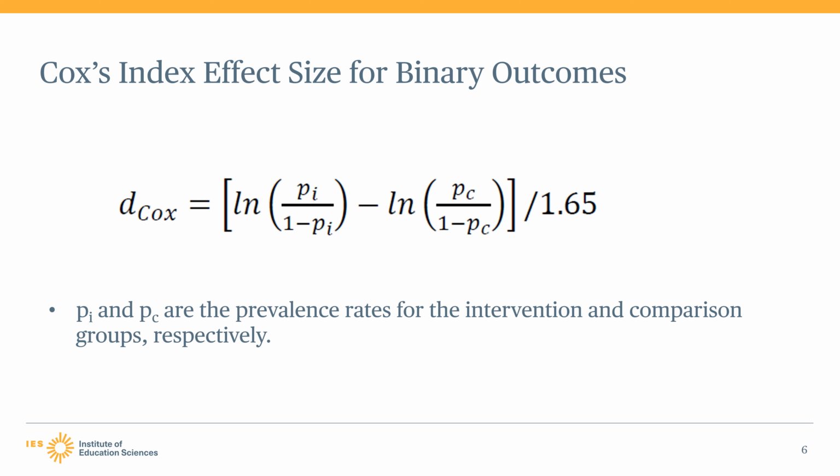So in the formula, the p divided by 1 minus p term represents the observed odds. Without going into detail about the mathematical concepts behind all of this, the Cox index applies a natural log transformation to the odds for the intervention group, subtracts the comparison group's logged odds, and then divides that quantity by 1.65 to yield an effect size that is interpreted like Hedges G. You can find more information about this formula in the WWC Procedures Handbook.